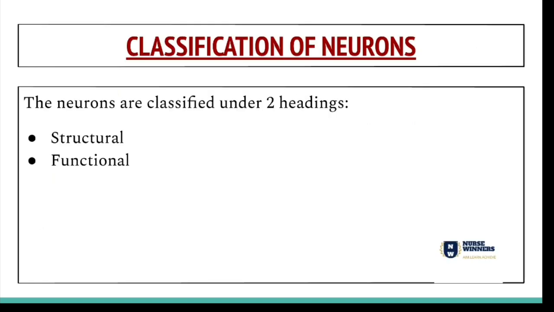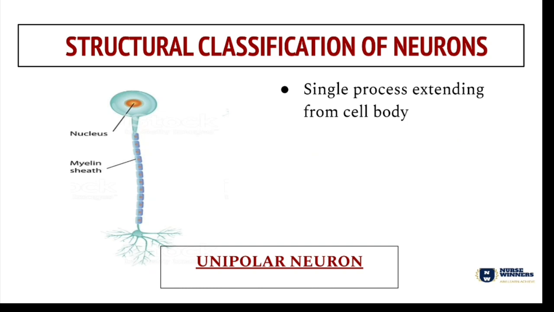Going ahead with the actual topic of our video, classification of neurons. Basically, neurons are classified under two headings. First is structural and second is functional. So we'll start with the structural classification of neurons. The term itself gives you a hint: it is the structure of a neuron. Any kind of change in the structure of the neuron leads to a different type of neuron.